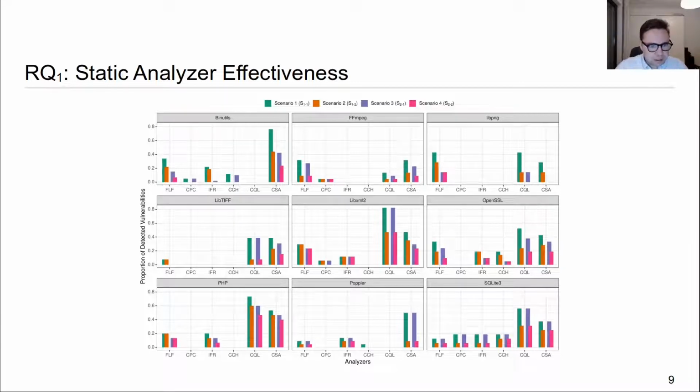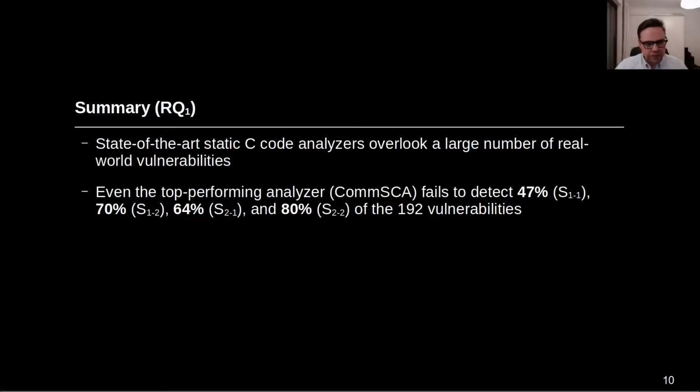For this presentation, I summarized the results as follows. State-of-the-art static C-code analyzers actually overlook a large number of real-world vulnerabilities. So even the top-performing analyzer, which in our case was the commercial tool, fails to detect between 47 and 80%, depending on the evaluation scenario, of the 192 vulnerabilities.